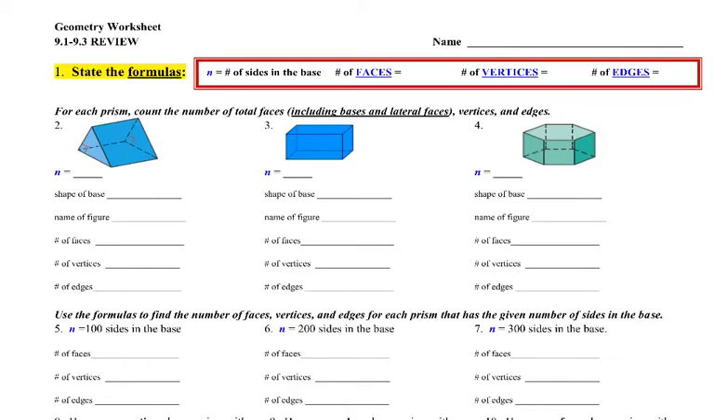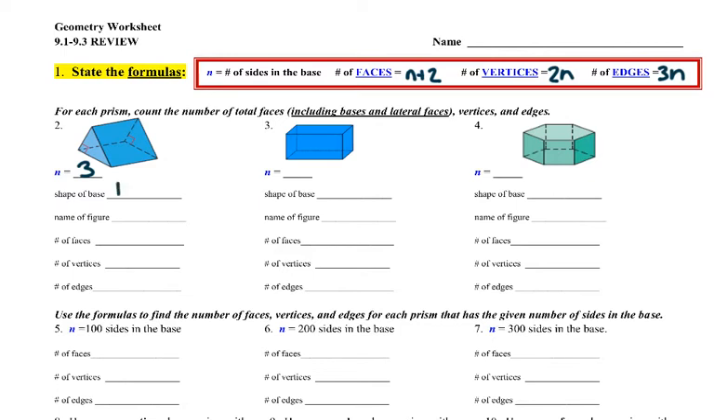So here we are reviewing our prisms where we have our faces, edges, and vertices formula. The number of faces is always n plus 2, vertices is 2n, edges is 3n. So you can count them or you can just use the formulas.